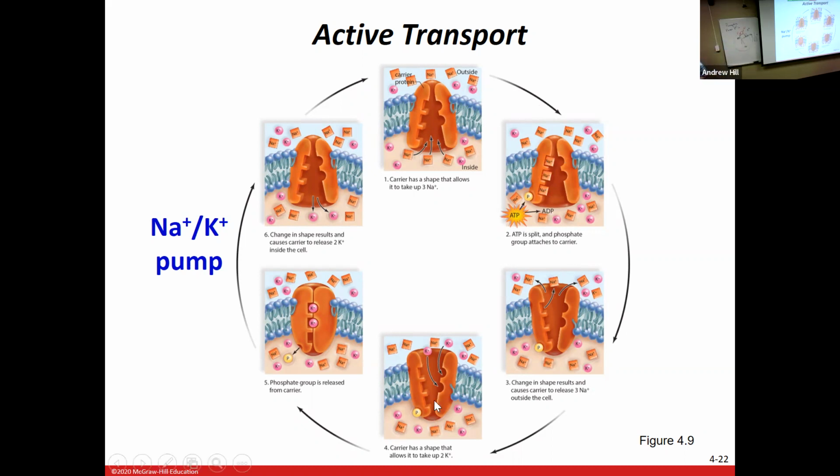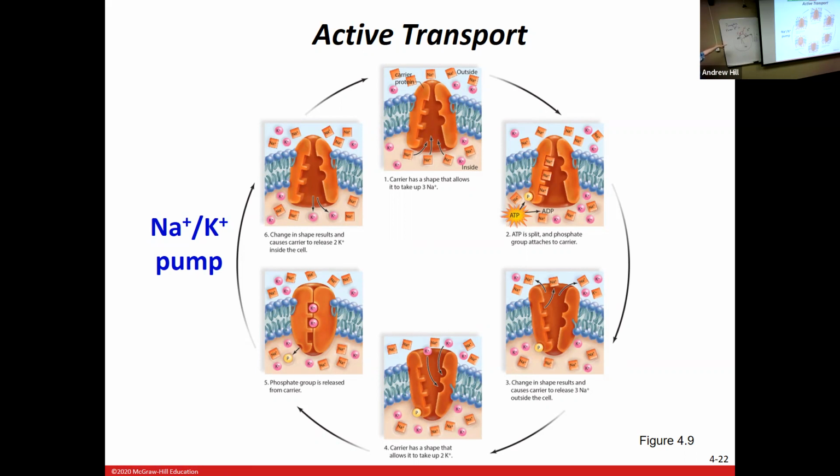The carrier has a shape that allows it to take up 2 potassium from the outside. It picks up 2 potassium on the outside. Then the phosphate group is released from the carrier. The change in shape occurs, and the 2 potassium ions are now released inside of the cell. So it's constantly cycling around and around, moving these ions across, maintaining this ion gradient.